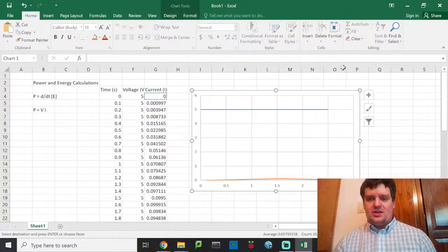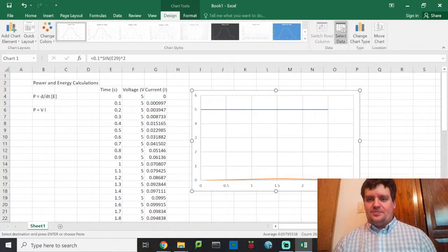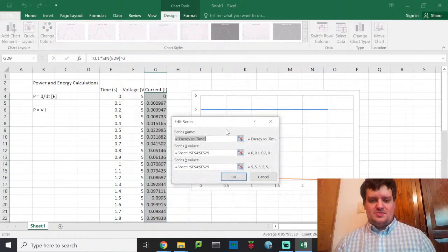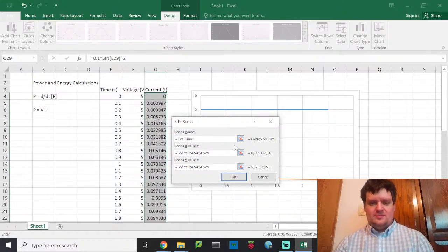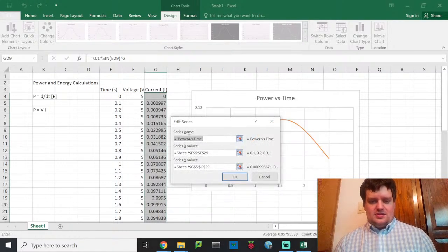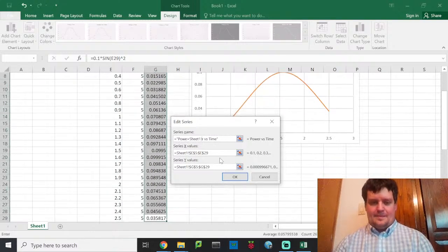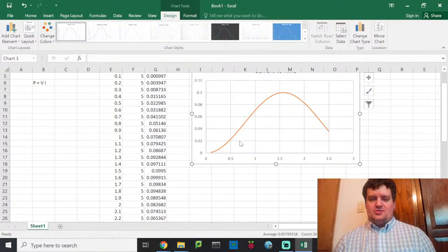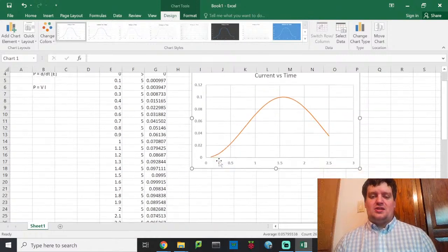I guess I can very quickly jump on here and shut off what is currently called energy versus time, which I suppose I should edit this. This is voltage now. And then edit this one to say current versus time. There we go. So you'll notice that this has a sinusoidal shape. Okay. And then our voltage, as I showed you in the other graph, is actually constant.